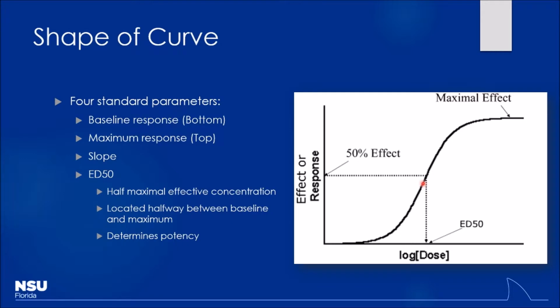Anyone want to venture to guess what the slope kind of tells us? You can have shallow curves. You could have steep curves. What the difference is? How much you have to increase the dosage to get more effect? Essentially, yeah. So it's kind of our delta, right?